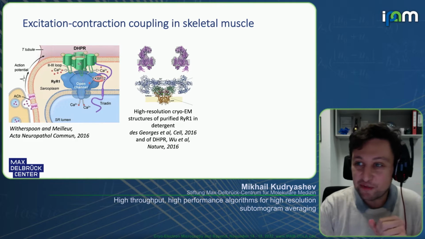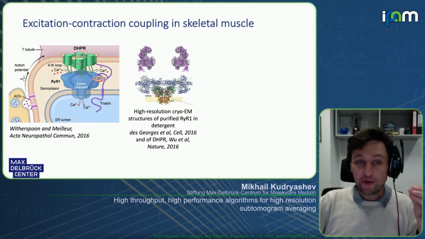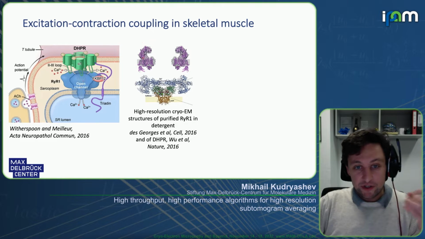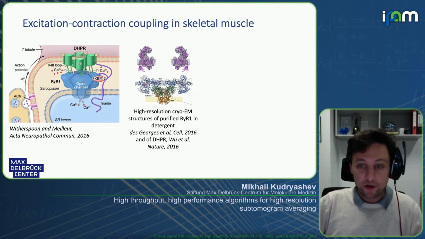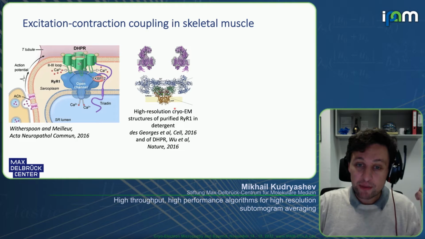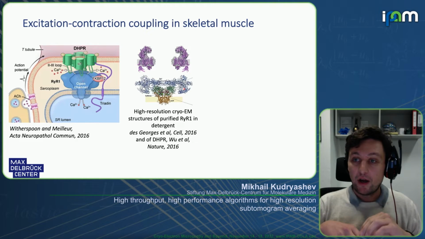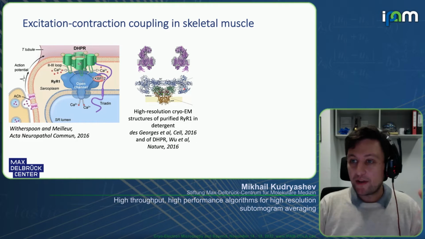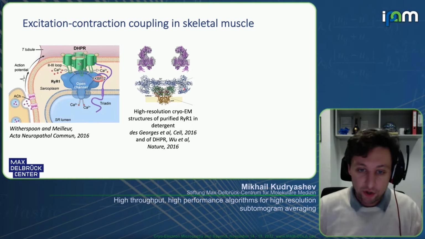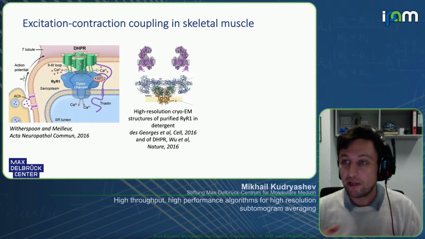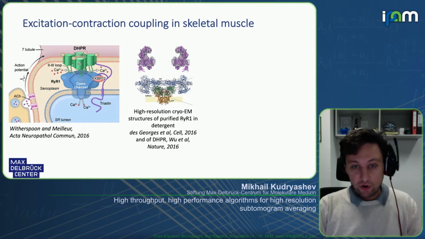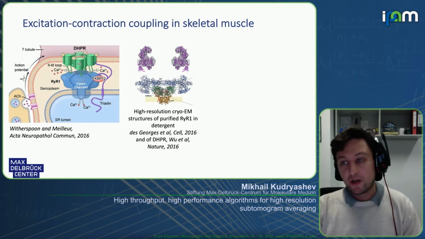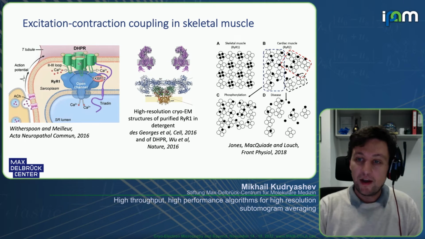It's a very exciting system, and the structures of the purified components have been reported. So obviously the DHP receptor structure has been reported. There are several structures of ryanodine receptor that have been purified and then either solved in presence of detergents around the transmembrane domain or lipid mimetics were used. But one way or another, these are high resolution structures, and they have been reported roughly 5 years ago.